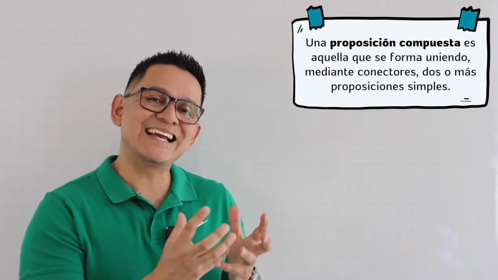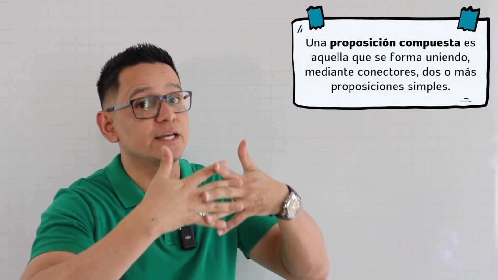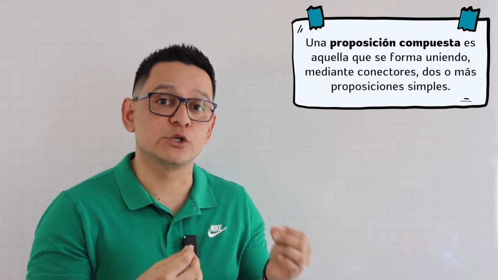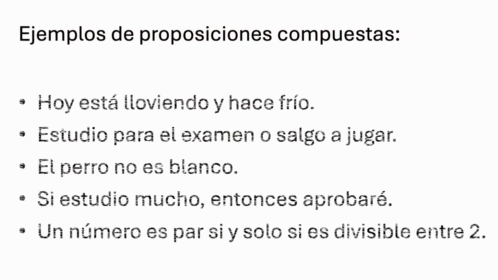On the other hand, a compound proposition is one that is formed by joining two or more simple propositions using connectors. Logical connectors such as and, or, not, if then, and if and only if are used. These are some examples of compound propositions. Today it is raining and it is cold. This is a compound proposition since we have the logical connector and. I study for the exam or I go out to play. In this case, the logical connector is or.